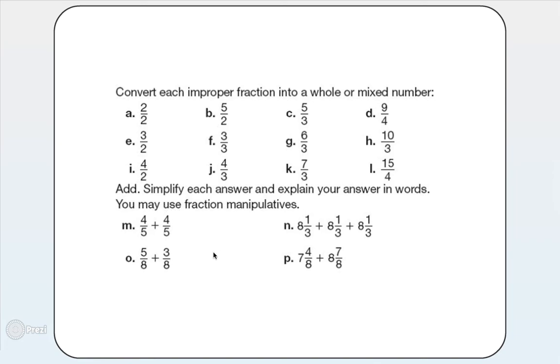And then on M through P, what you're going to do is add your fractions together and then simplify it, meaning that you're going to make it into a mixed number, okay, or a whole number.